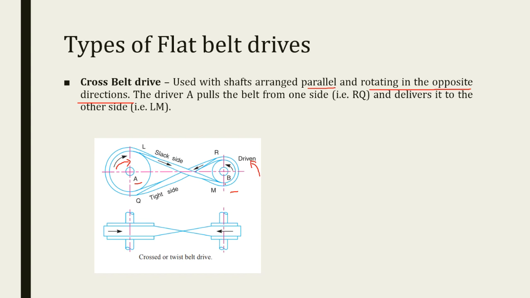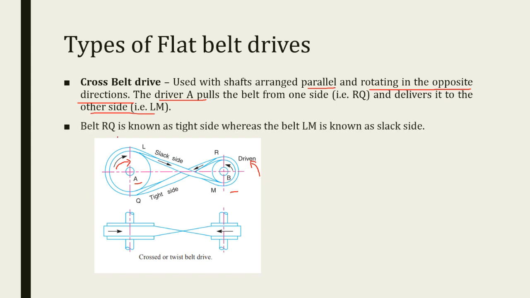When you come across this type of situation, you can make use of a cross belt drive. In the cross belt drive, the driver A pulls the belt from one side, that is from RQ, and then it delivers it to the other side, that is to the side LM. So belt RQ is known as the tight side here, and belt LM is called the slack side.